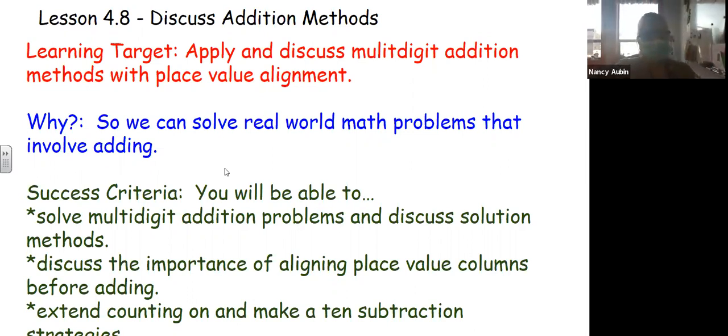All right. We're going to apply and discuss multi-digit addition methods that we talked about last week. That's why I was hoping you saw the videos with place value alignment. I use a lot of adding in real life for the grocery store, when I'm shopping, my checkbook, and I know you will be doing that too. So this is an important skill. You'll be able to solve multi-digit addition problems and discuss solution methods, discuss the importance of aligning place value columns before adding, and extend counting on and make a 10 subtraction strategy.